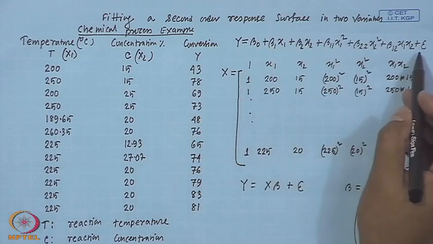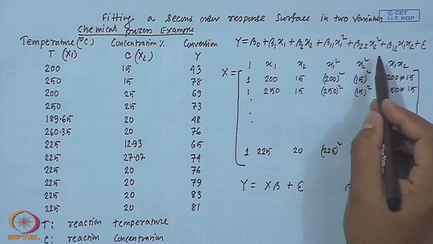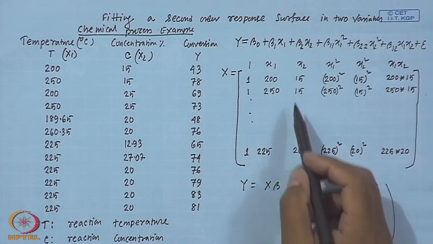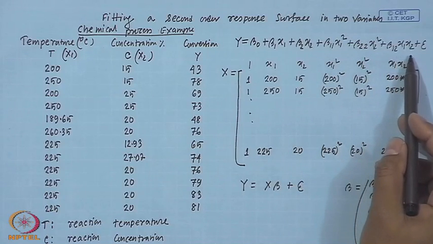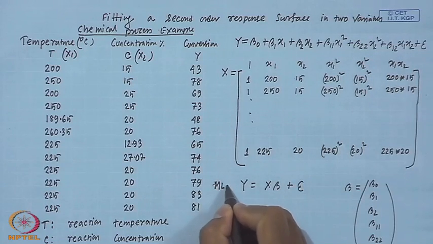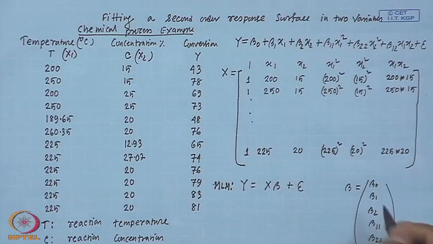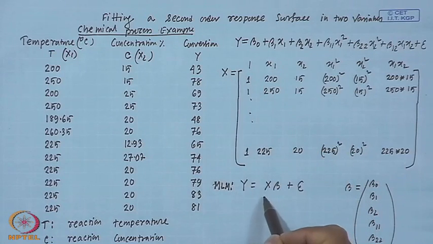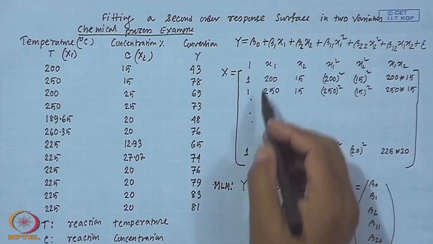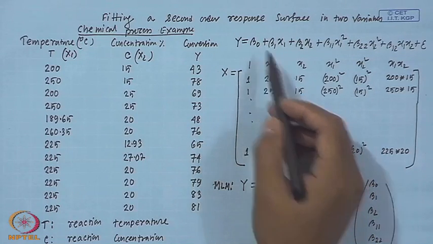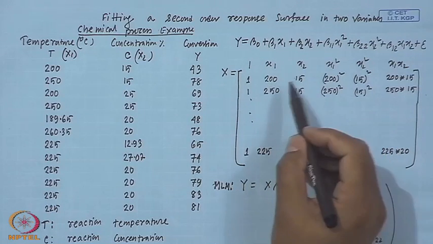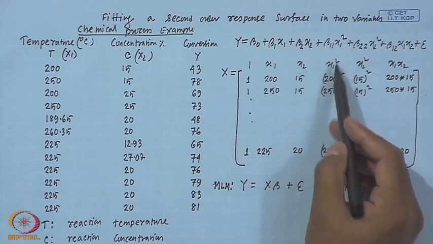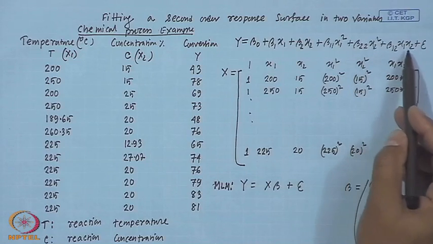We have to fit a model like this. This is a second order polynomial model in two variables x 1 and x 2. This is nothing but a multiple linear regression model, like y equal to x beta plus epsilon. Here x is the coefficient matrix, or design matrix sometimes we say. The first column corresponds to x naught, and then the second column corresponds to x 1, and then x 2, then x 1 square, x 2 square, and then x 1 x 2.